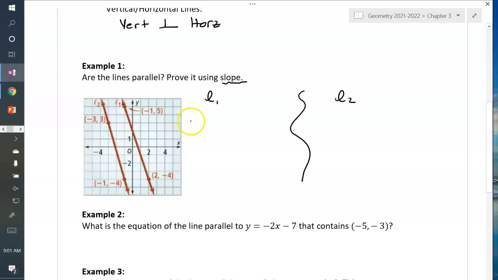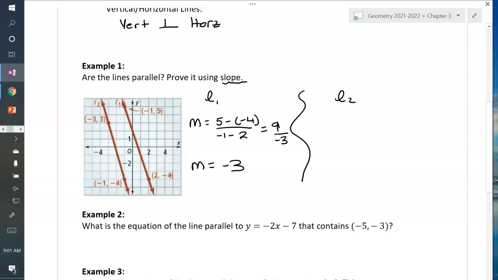So line 1, that slope is y2 minus y1, so 5 minus -4 over x2, -1 minus x1, or 2. Doesn't matter which point you use first and which one is second, just be consistent. So I get 5 minus a -4, actually that's 9. And then -1 minus 2 is -3. So the slope on this one equals -3.